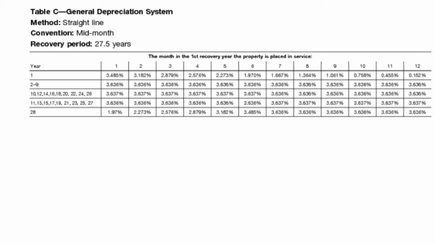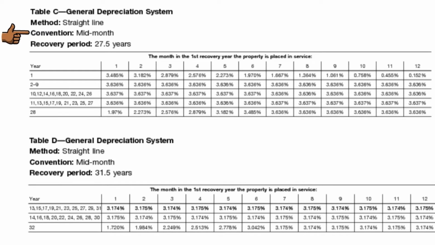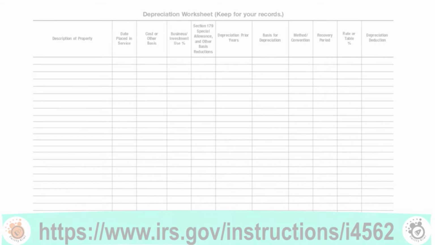And then we have here Table C, General Depreciation System. This is a straight line. So here you have the recovery period is 27.5 years, and the convention is mid-month. So you depreciate the asset by the 15th of the month. And Table D, here we have a general depreciation system, straight line also. The convention here is the mid-month, but the recovery period is 31.5 years, depending on the asset. And Table E, we have the general depreciation system, and the recovery period is 39 years, again, straight line and mid-month.